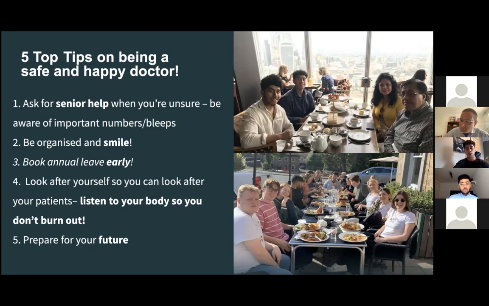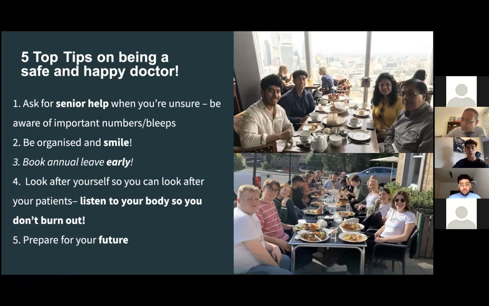Book your annual leave early. As a junior doctor, you're entitled to 27 days of annual leave. Obviously, you work some weekends, some nights, some on-calls, so it's important you book these early with the rota team. Here are some examples. I know my mum and brother are on this call. The top photo is where we went to London and had dinner at the Shard. It's a lovely day out, a nice weekend in London that we had. The bottom photo is when some of my medical school colleagues, who are all doctors as well, met up in Yorkshire for a weekend and went to Leeds, which was quite nice. So it's important that you do have a life outside medicine.